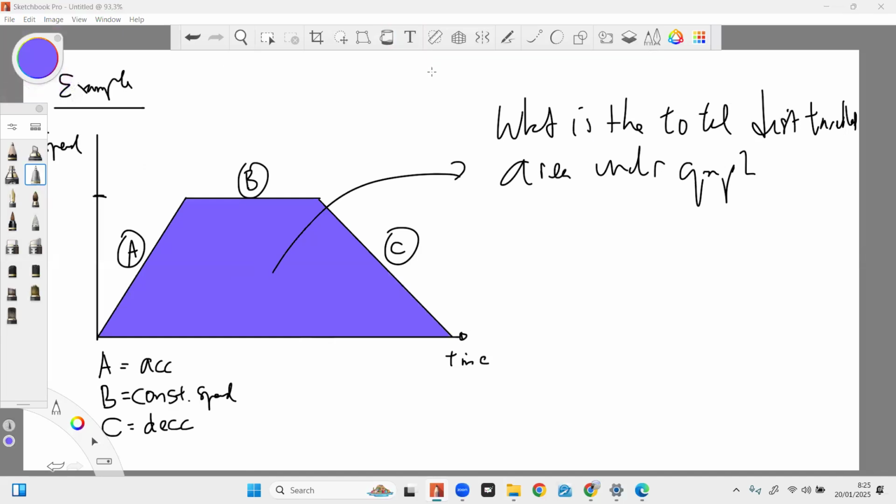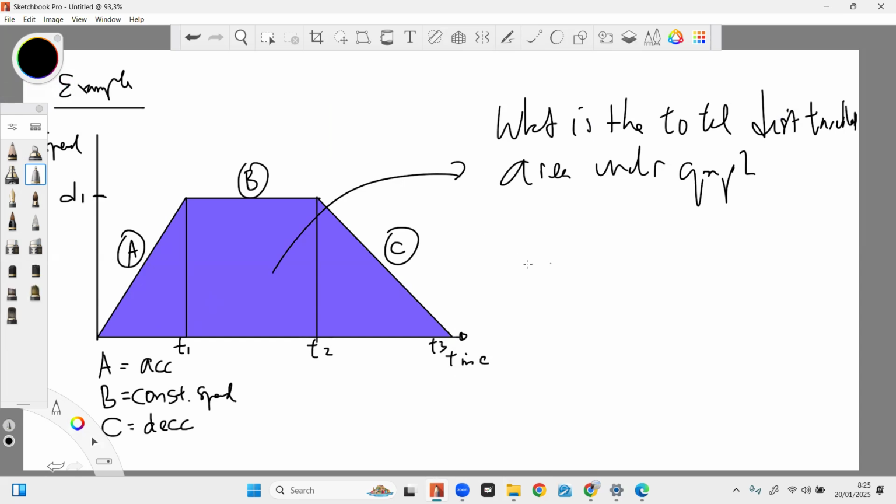Okay, we can split it if the shape is irregular. We can do it one by one. You add distance A plus distance B plus distance C. But if you memorize the area of a trapezium, why not? So the total area is, let's say this is T1, T2, T3. This is D1. Okay, focus.